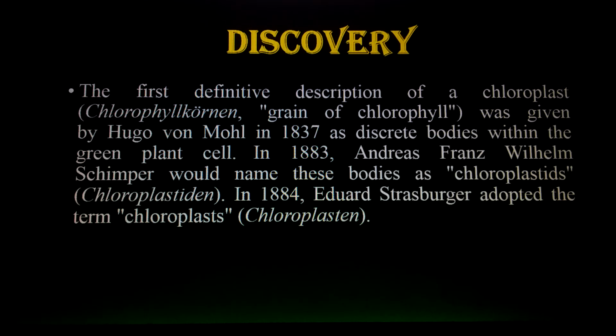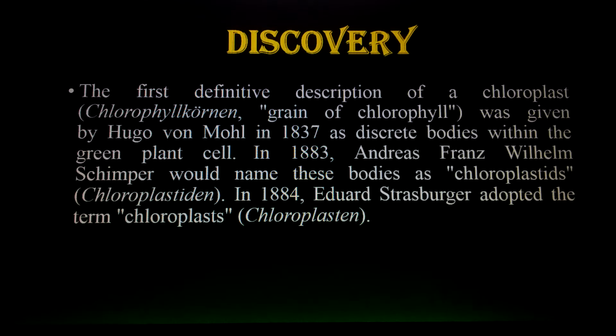Okay, now I'm going to discuss the discovery. The first definitive description of the chloroplast used the term chlorophyllkörner. You can pronounce it; this is very difficult to pronounce. Chlorophyllkörner means the grains of the chlorophyll. It was first named grains of chlorophyll by Hugo von Mohl in 1837.